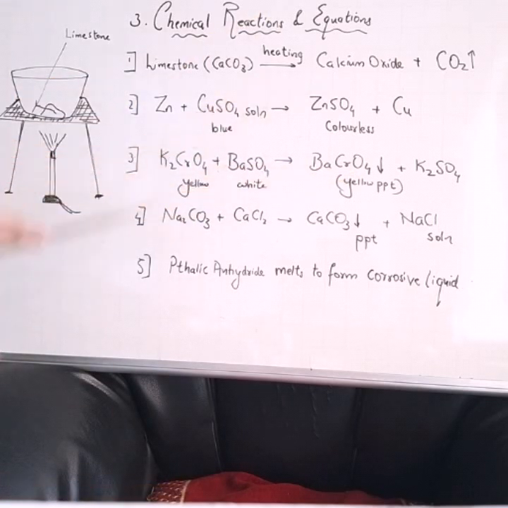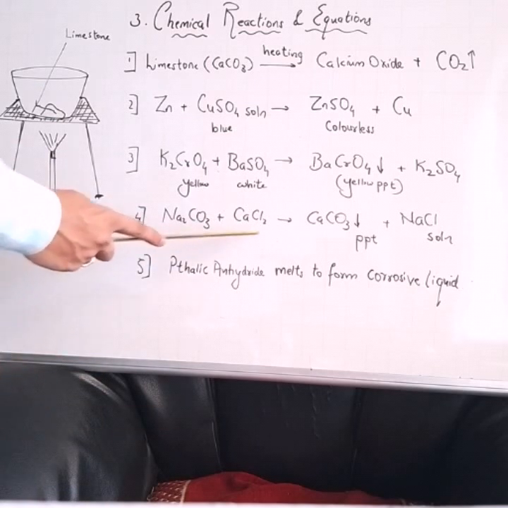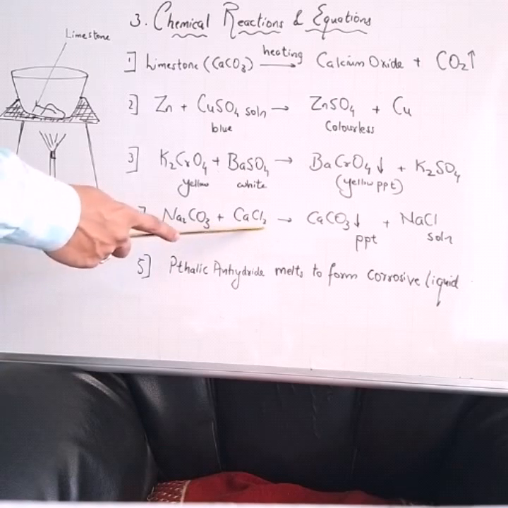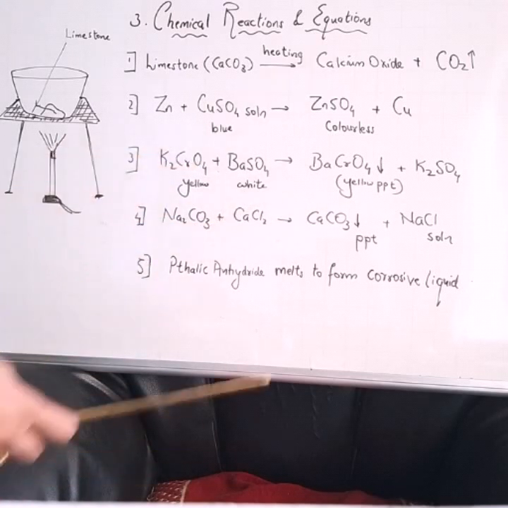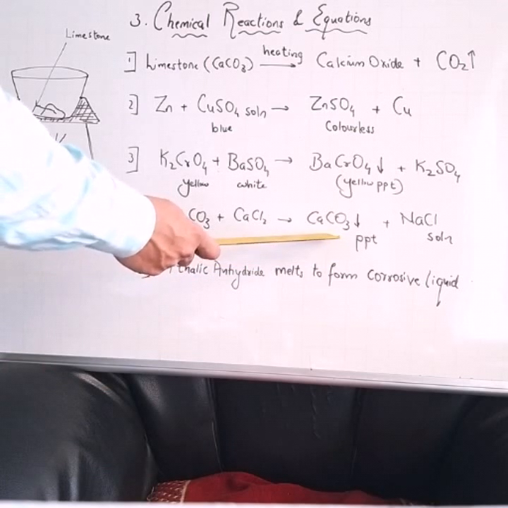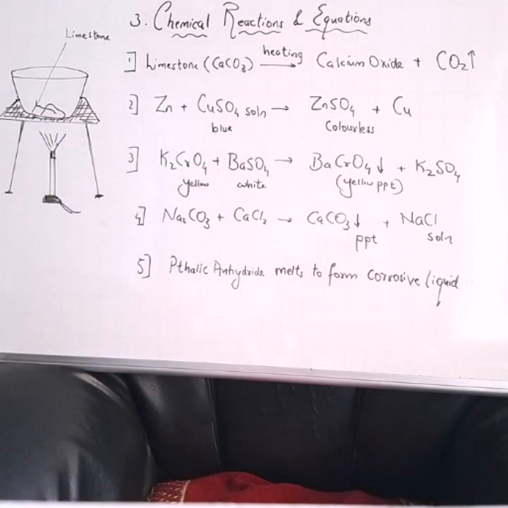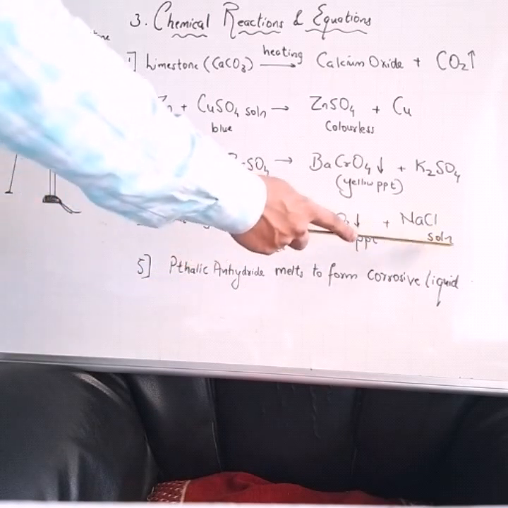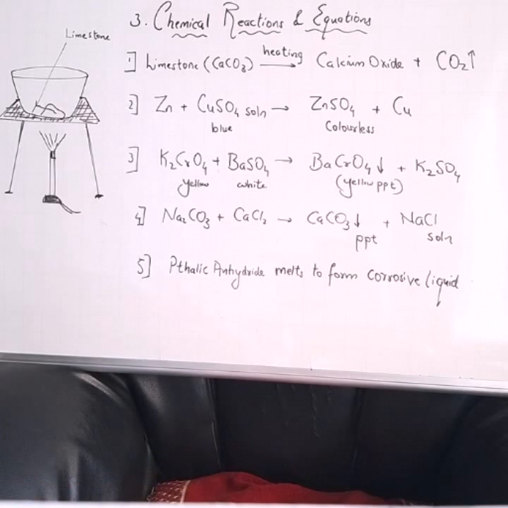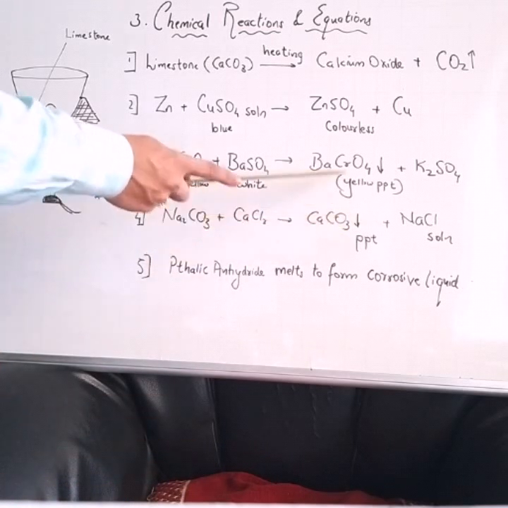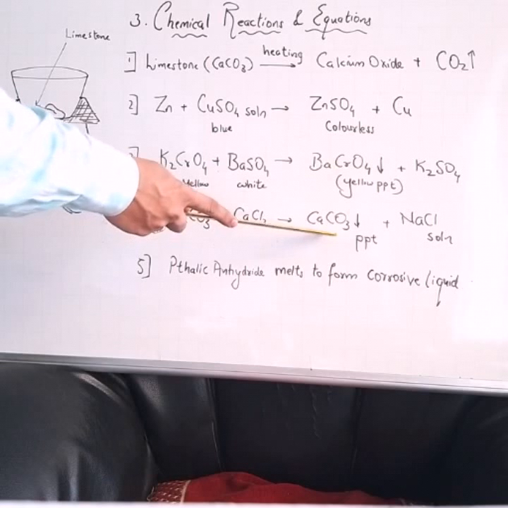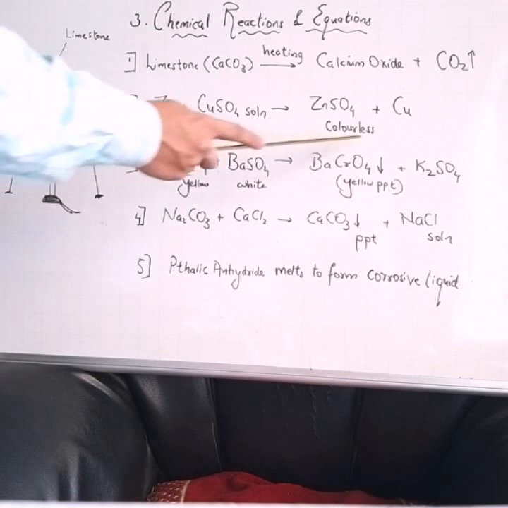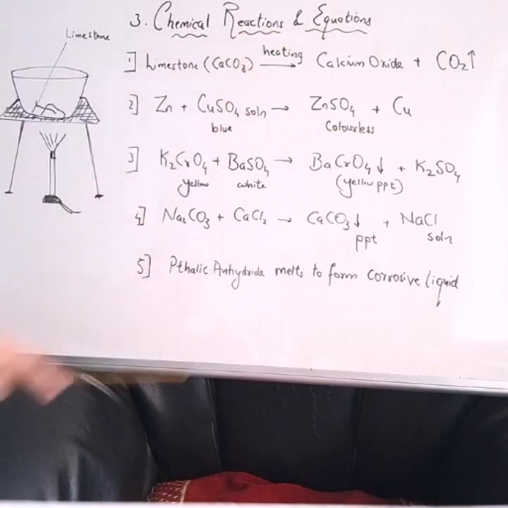That is the third one. Fourth one, sodium carbonate and calcium chloride are mixed. Solutions of sodium carbonate and calcium chloride are mixed together. What do we obtain? We get a precipitate of calcium carbonate. Once again precipitate is formed and sodium chloride solution is formed. So this is the observation. In these two cases, precipitates are formed. Here gas is liberated and here the color of solution changes from blue to colorless.